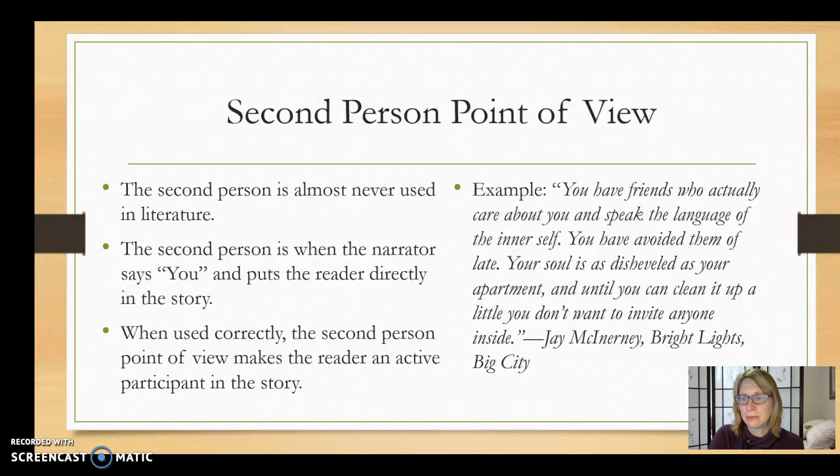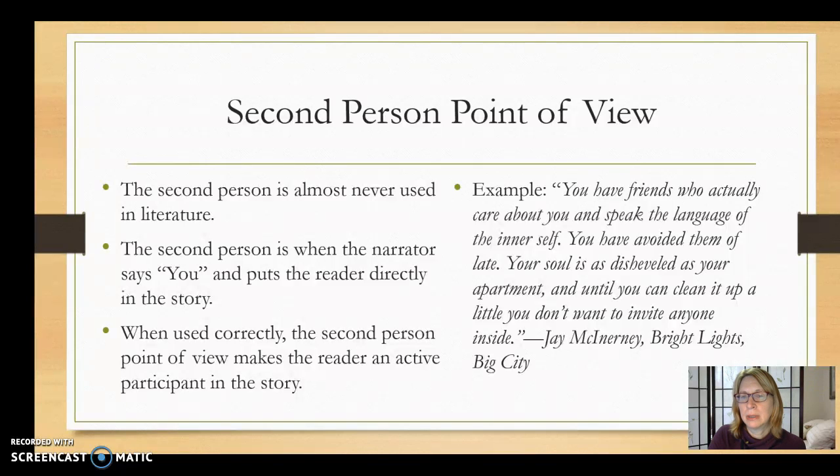Second person point of view is rarely seen. It's almost never used in literature. The second person is when the narrator says you and puts the reader directly into the story. And when it's used correctly, the second person point of view makes the reader an active participant in the story.